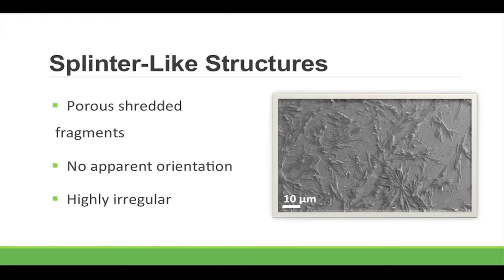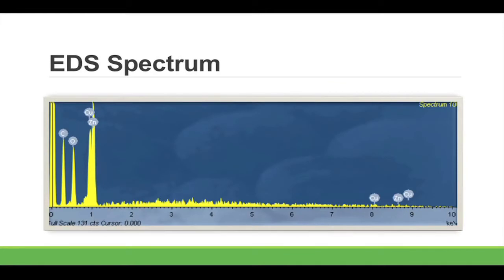These splinter-like structures were observed in trials 2 and 3 of our experiments, and they occurred at relatively low concentrations of urea. They appear to be composed of porous, shredded fragments, as you can see in the image, and they occurred beneath the nanorods and above the substrate. As you can see, they had no apparent orientation relative to the substrate, and they had highly irregular structure.